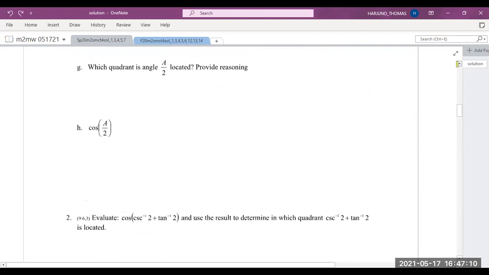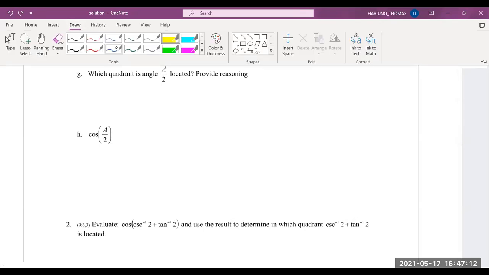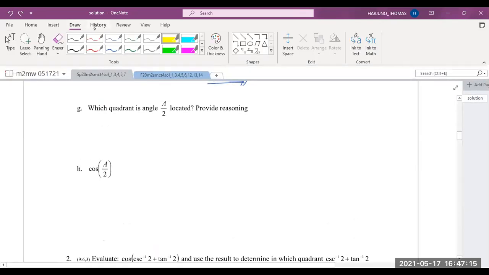Which quadrant is angle A over 2 located? Now, we don't have the sine, we don't have the cosine, we don't have the tangent, but we know A is in quadrant 4, right? That's what they tell us, which means this angle A must be between 270 degrees and 360 degrees. Now, when we divide by 2, this becomes 135 degrees to 180 degrees. Okay, which means this angle A over 2 must be in quadrant 2.